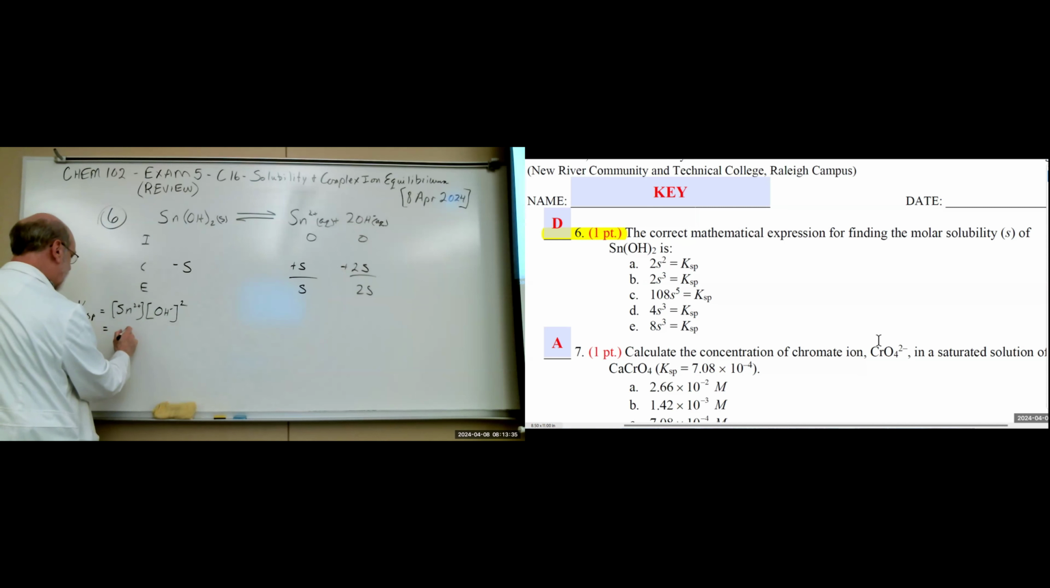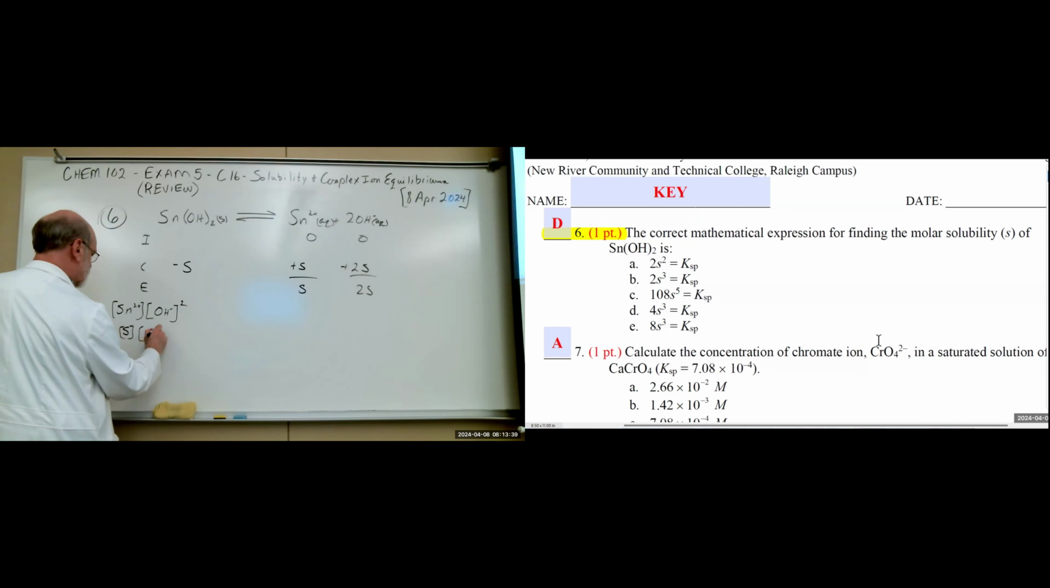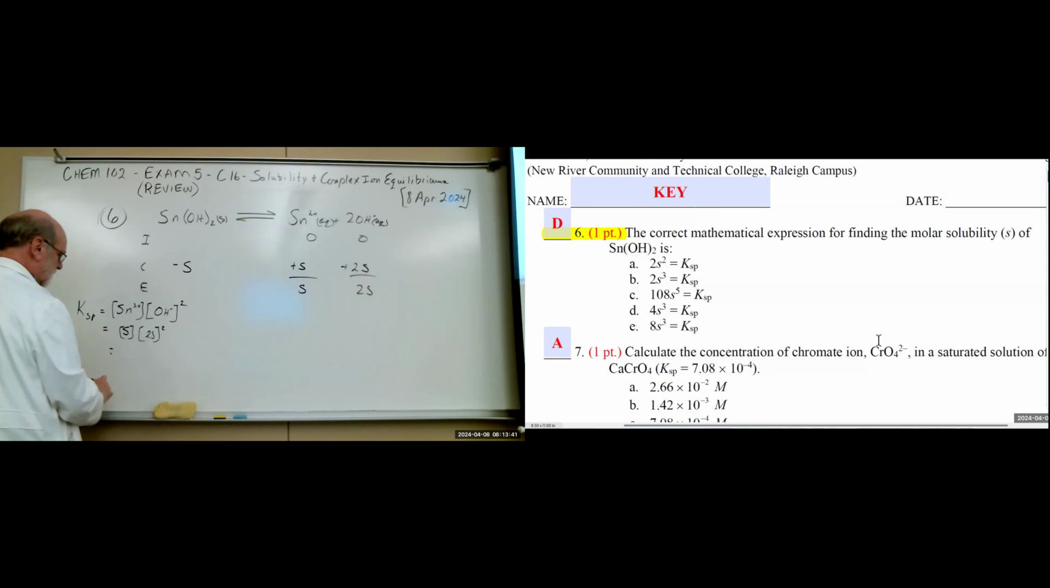Then if we substitute the values, S and 2S squared, and we resolve that, 2 squared is 4, S squared times S is S cubed. So we have 4S cubed. If we knew the KSP, then we could solve for the solubility. So D would be the answer for that.